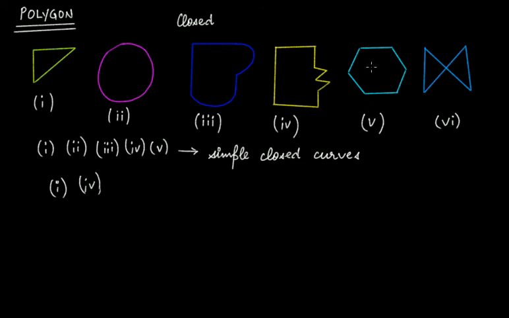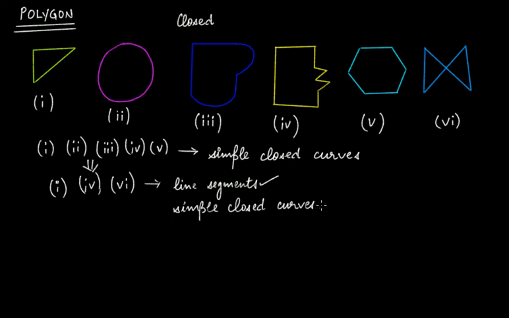The fifth one is also only made up of line segments, right? We have 1, 2, 3, 4, 5, 6 line segments. So first, fourth and fifth are only made up of line segments. These are simple closed curves.